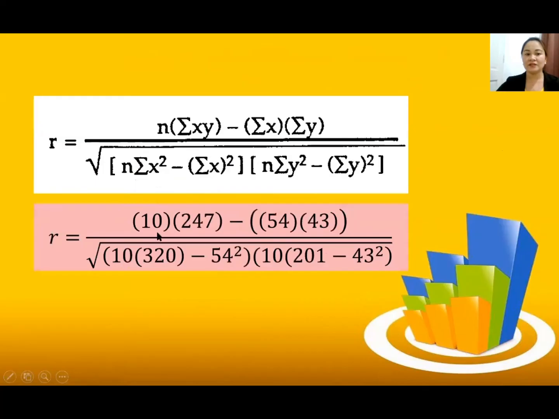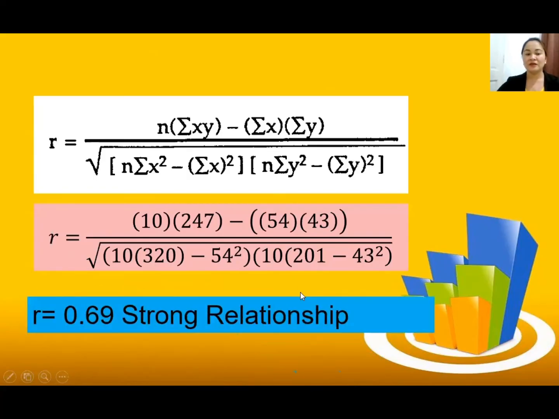So we have here r is equal to 10, the number of data points, times 247. This is the summation of x times y, minus the summation of x, 54, times the summation of y, 43, divided by the square root of 10, the number of data points, times the summation of your x squared, 320, minus the summation of your x squared, 54 squared, times 10 times 201. This is the summation of y squared, minus the summation of y, which is 43 squared. Then you come up with r, which is 0.69.